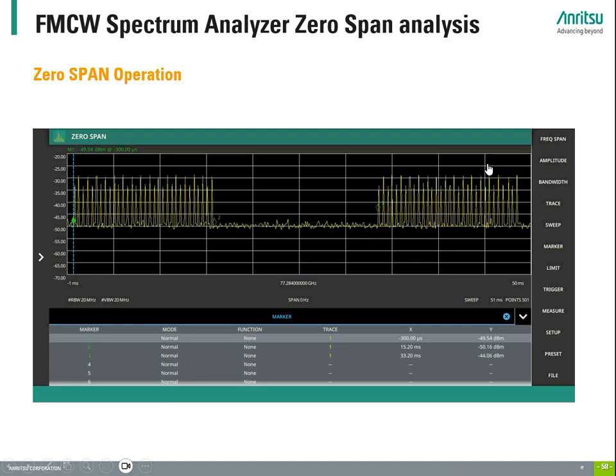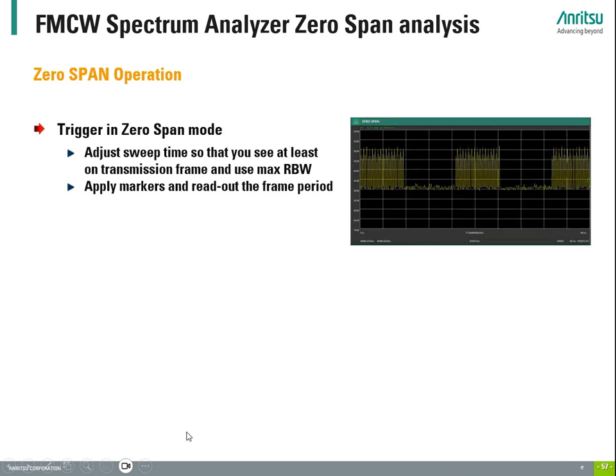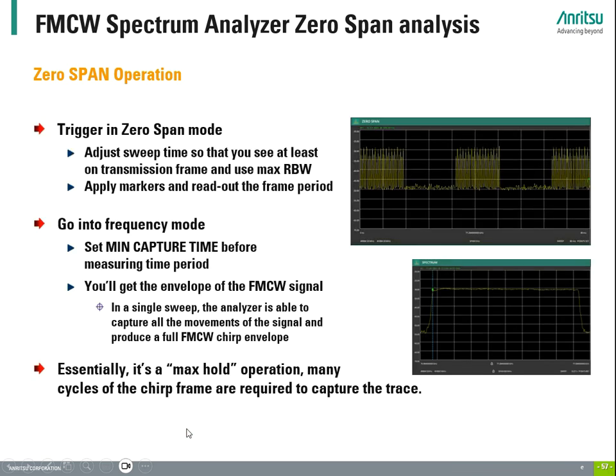Here you can see a typical result that shows two transmission frames. Measure the frame periodicity. Go back into the frequency mode and set the minimum capture time to be somewhat larger than the frame periodicity information that you gained beforehand. As a result, you will get the entire radar sweep and you can measure channel power and occupied bandwidths.